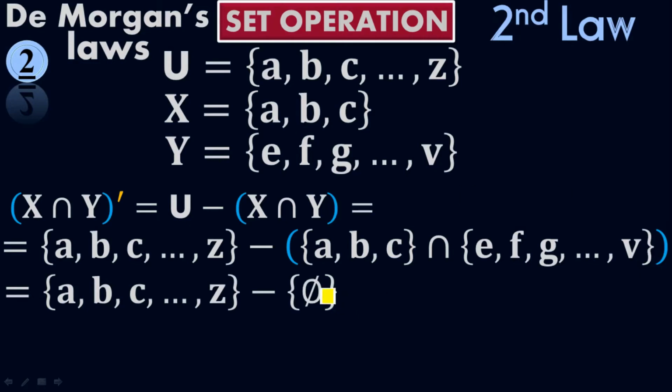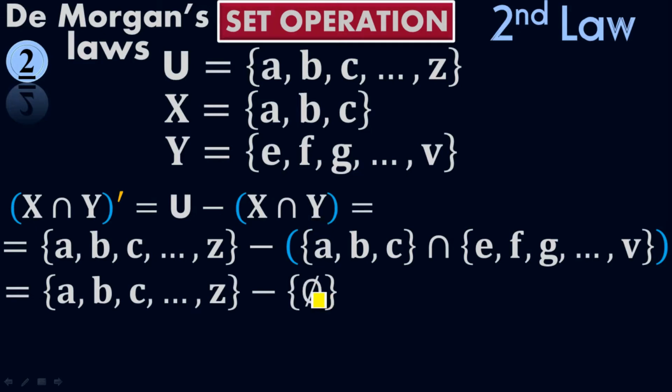Therefore we're going to put empty set. This is the notation for the empty set. Whether you put this symbol or empty space inside the braces, it is up to you. It is the empty set, which is my X intersection Y.